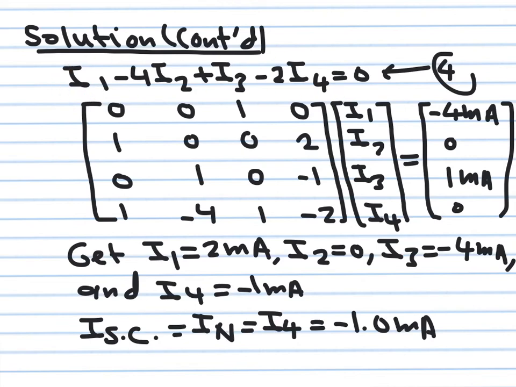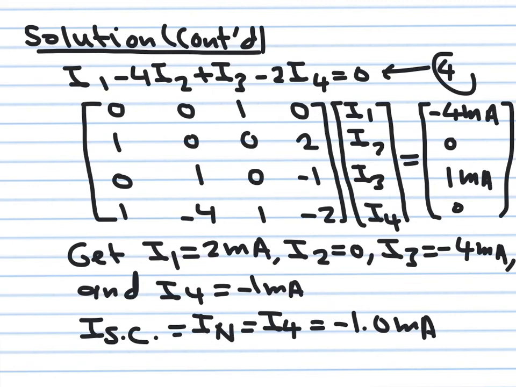If I put all equations in a matrix form, and I encourage you to do so, this is the one I got. Of course, you could use substitution, or you can simplify them because you already know what I3 is. So you know some of these currents. Anyway, I solved that system of equations, and this is the answer I got. I1 is 2 milliampere, I2 is 0, I3 is minus 4 milliampere, I4 is minus 1 milliampere.